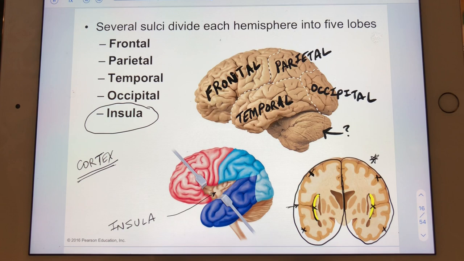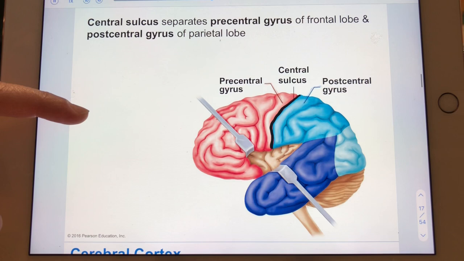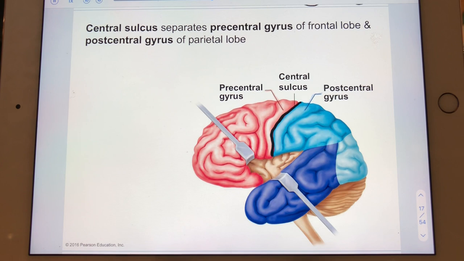All right, remember, just a couple slides ago, we met this sulcus here. That's the central sulcus, okay? Well, the gyri on either side of the central sulcus have really good names. We're going to be fine. Look, this one is called the precentral gyrus. I can handle that. And this one is not surprisingly called the postcentral gyrus. Wow, this class is so easy.